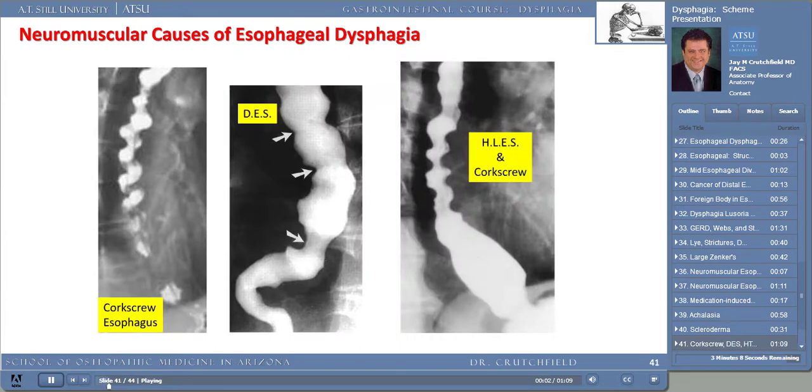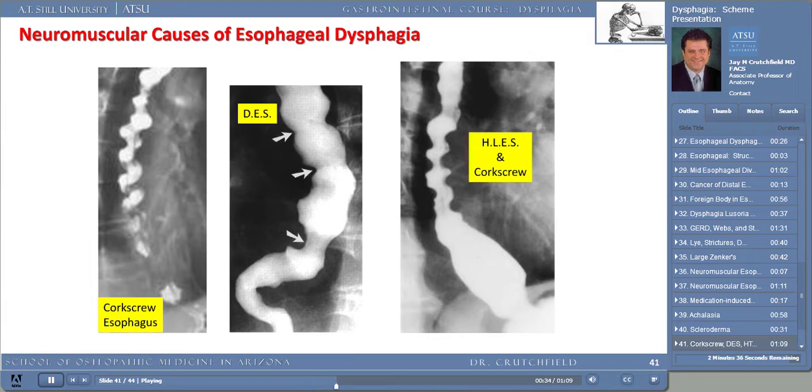Here are 3 classic images of neuromuscular causes of esophageal dysphagia. On the left, we see corkscrew esophagus. In the middle image, we see diffuse esophageal spasm. And the image on the right is a mixed picture, where we see corkscrew esophagus and hypertensive lower esophageal sphincter. Notice that the hypertensive lower esophageal sphincter almost has an achalasia-like property at the distal esophagus.